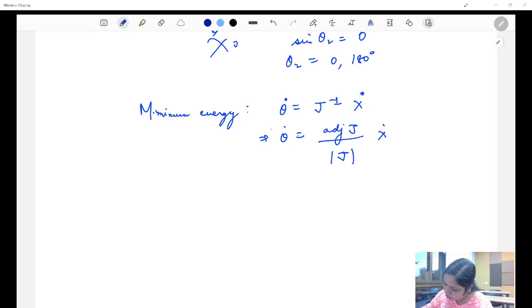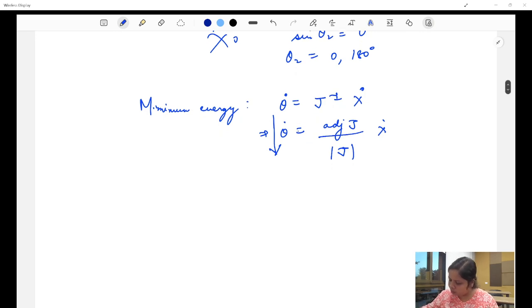From here you can write, you want to minimize the energy, right? Means you want this to go minimum. You don't want to move your hands with a high velocity so that you consume a lot of energy in the form of kinetic energy. We want to make our joint angles change as little as possible. So we want to minimize this theta dot. For minimizing theta dot, the way to do this is to increase the determinant.